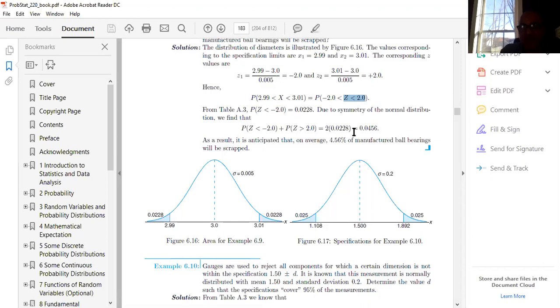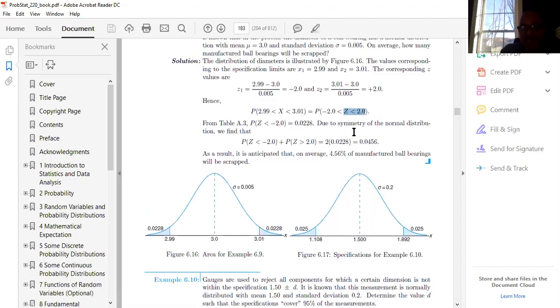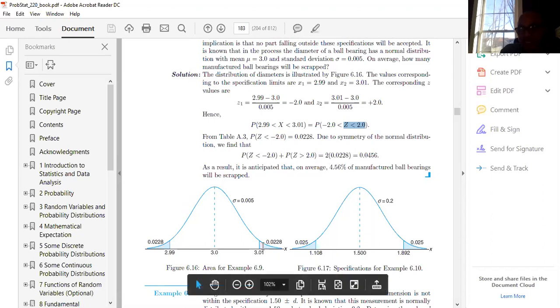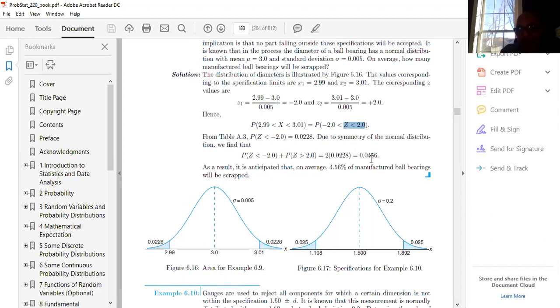What was the example? How many manufactured ball bearings will be scrapped? So the probability of ball bearings going to scrap is really very low, 0.0456, right? The number of ball bearings that will go to scrap is really very low, 0.0456. Like this, you can solve the examples.